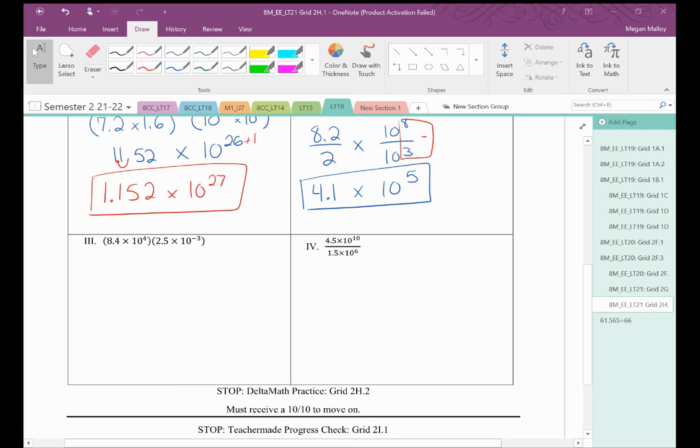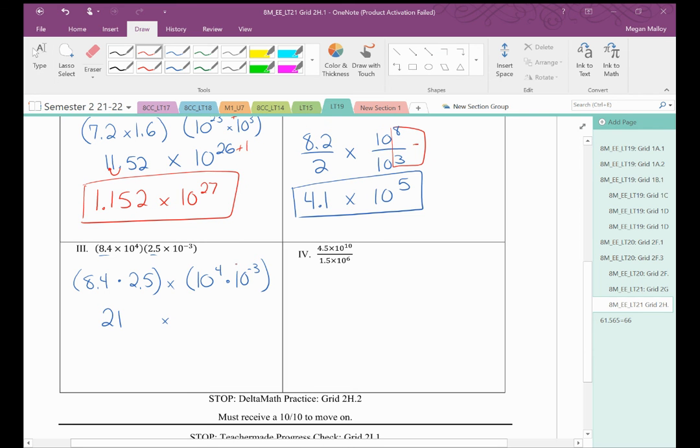If I look at number 3, I have 8.4 times 10 to the 4th times 2.5 times 10 to the negative 3rd. So I'm first going to look at my significant digits. I have 8.4 times 2.5, and 8.4 times 2.5 is equal to 21. And then that's going to be multiplied by my powers of 10, so 10 to the 4th times 10 to the negative 3rd. Since I am multiplying those, I am going to add the exponents. So 4 plus negative 3 is going to give me an exponent of 1.